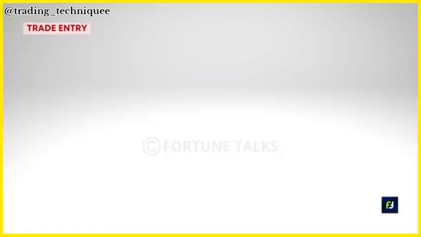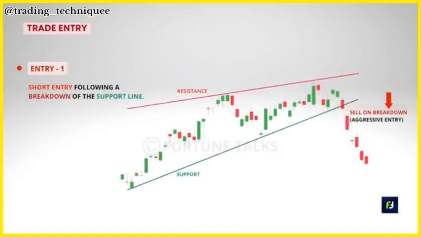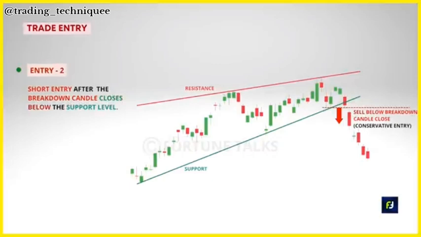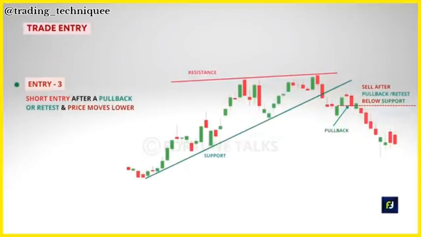Now starting with the entry criteria, as it is a bearish pattern, we are only interested in the break below the upward sloping support trend line. You can take a short entry following a breakout of this level, that is, you can enter at the moment when the price breaks below the support trend line, or you can look to sell below the low price or even at the closing price of the breakout candle after it closes. The second method is to wait for a pullback or retest back to the breakout level and then take a short entry when the price moves lower or when the price moves below the breakout candle low.